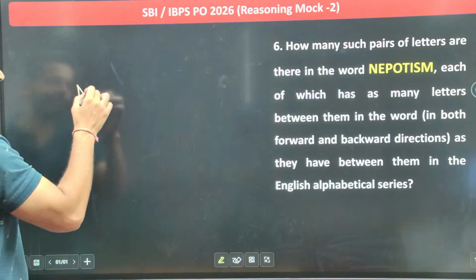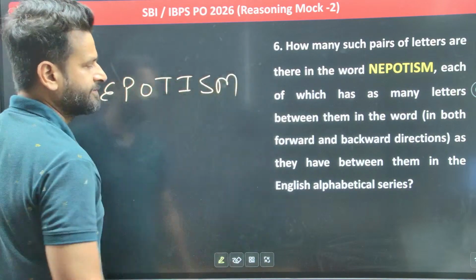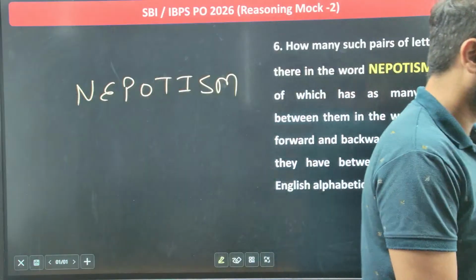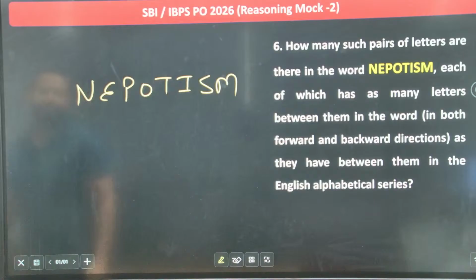The word given to you is nepotism. Shall we solve this directly or you are trying? I can see you are not trying. Start solving the questions in the class.